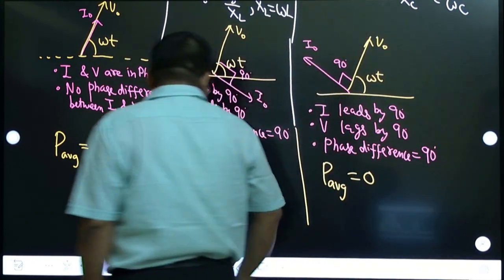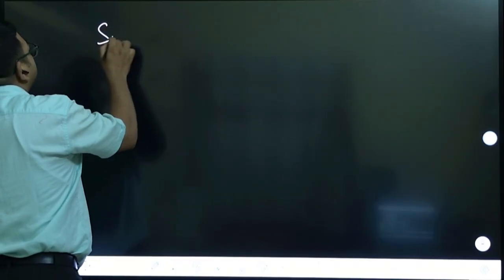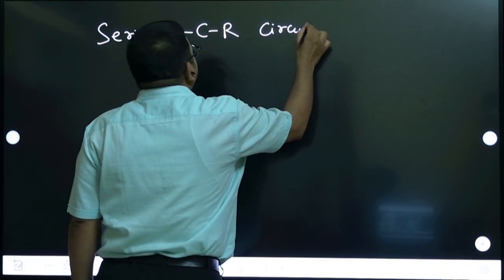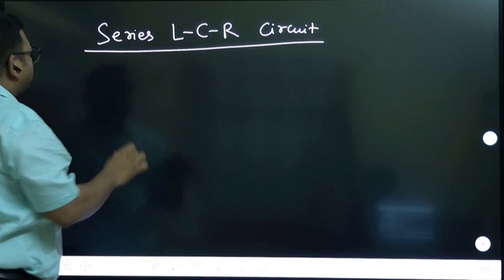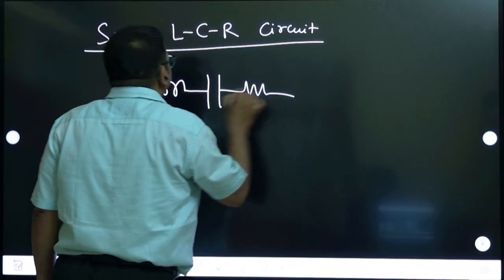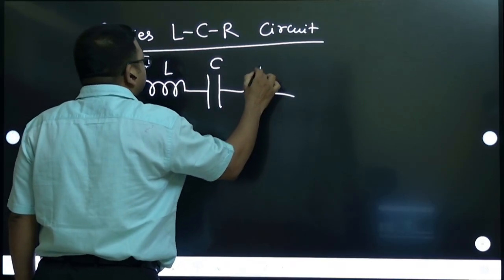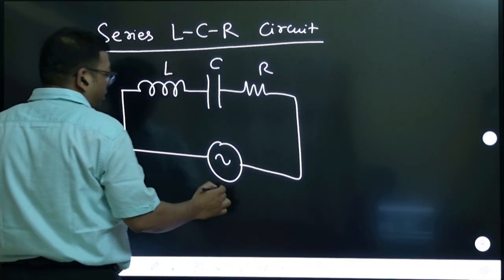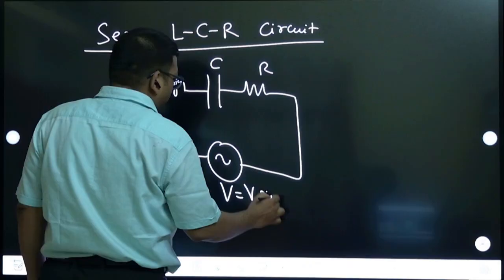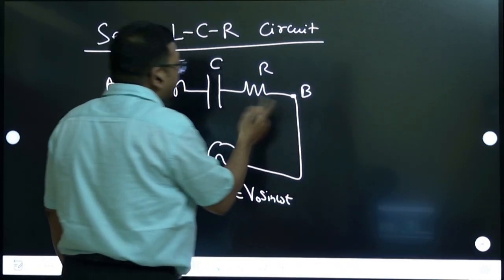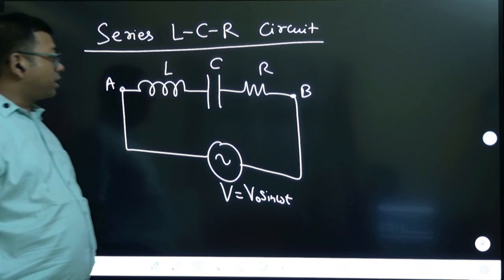Okay, let's start now. The series LCR circuit. Series LCR circuit means we have everything in series: the inductor, capacitor, and resistor are all connected together with the AC source, which is V naught sine omega t. Let's take this point as point A and this point as point B. So in between A and B, this AC source is connected.